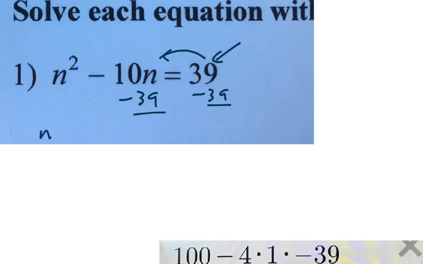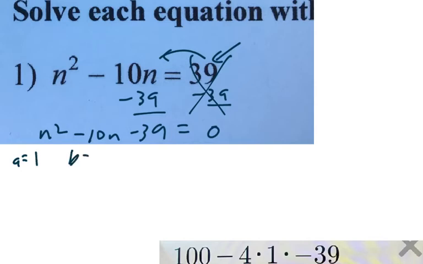And we're left with n squared minus 10n minus 39 equal to 0. So now, remember, a is always the n squared or the squared term coefficient. So a is 1. B in this case is negative 10. It's always in front of the actual variable. C is always your constant, the number at the end. In this case, negative 39.